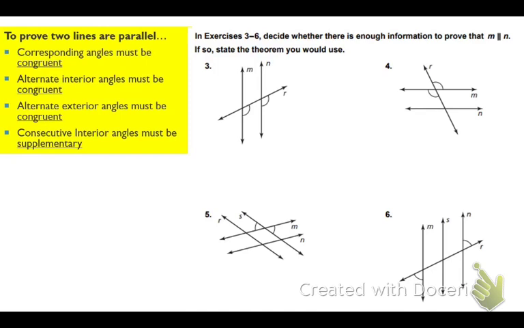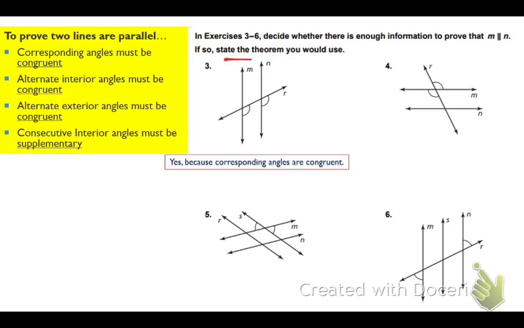Corresponding. What do these arcs mean for corresponding? You don't have to write this, no. We're just talking about it. So it says corresponding and they're congruent. Is that one of the properties that prove that lines are parallel? Yes. So is this enough information to prove that M is parallel to N? Yes, it is. Okay, so you would say yes because corresponding angles are congruent.